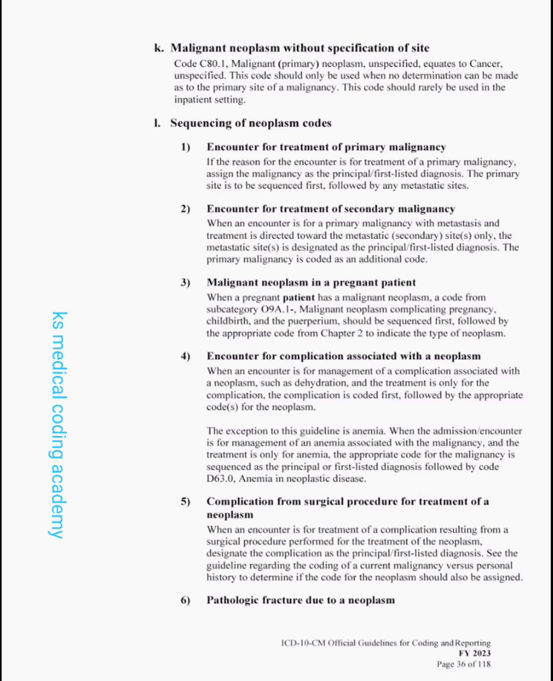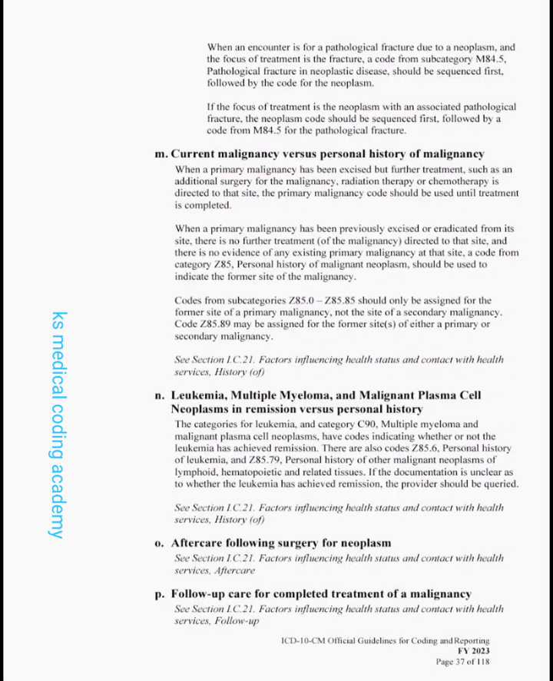6. Pathologic fracture due to a neoplasm. When an encounter is for a pathological fracture due to a neoplasm, and the focus of treatment is the fracture, a code from subcategory M84.5, pathological fracture in neoplastic disease, should be sequenced first, followed by the code for the neoplasm. If the focus of treatment is the neoplasm with an associated pathological fracture, the neoplasm code should be sequenced first, followed by a code from M84.5 for the pathological fracture.